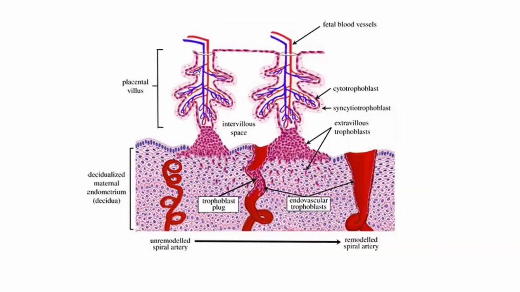Okay, as you can see, here are the fetal blood vessels. It's lined by cytotrophoblasts as an inner layer and a syncytial trophoblast as an outer layer. Those cells that are trying to invade this decidua are actually the intermediate trophoblasts, or the extravillous trophoblasts, trying to start remodeling the maternal vessels.